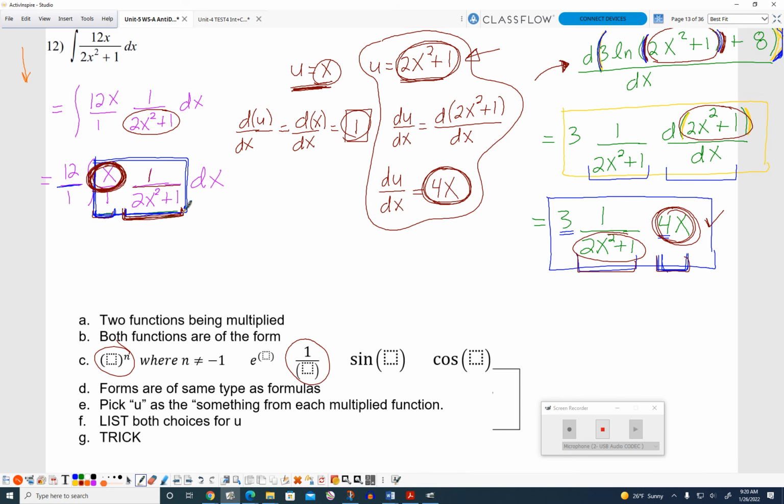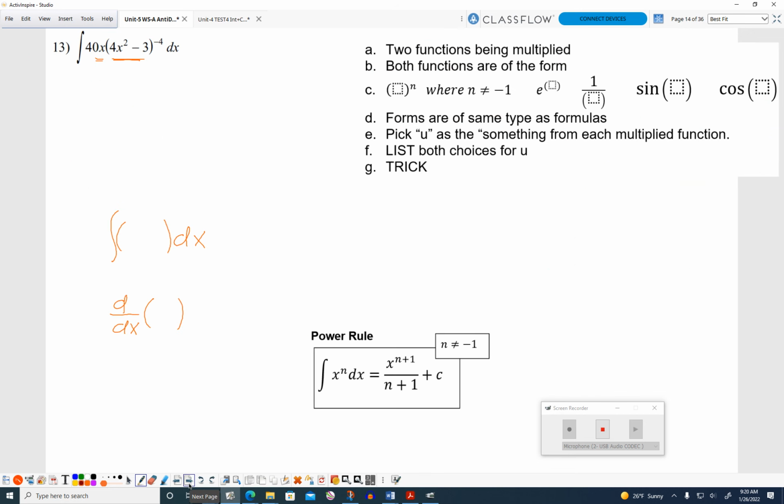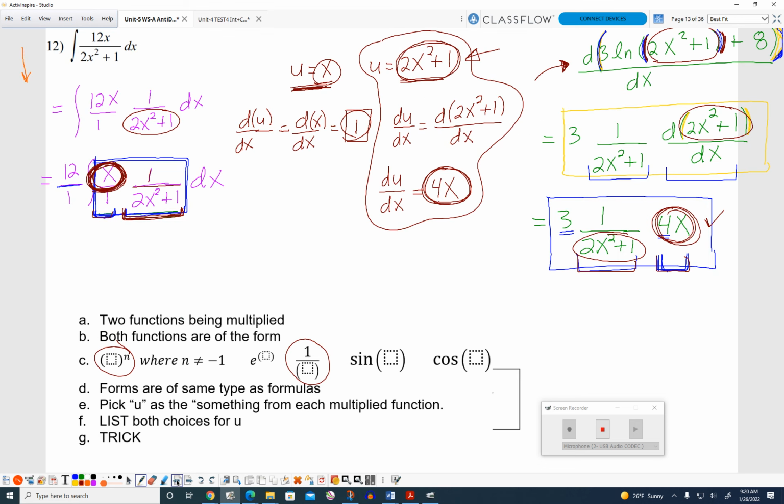Don't write anything. Just watch for the pattern here. Look at number 13. Oh yeah, Isaac, question. Wait, so we can't solve that one? This one here? No, this one works. We can't go that way. We can't do this. This is wrong. We can't say the something is x. But we can say the something is this.